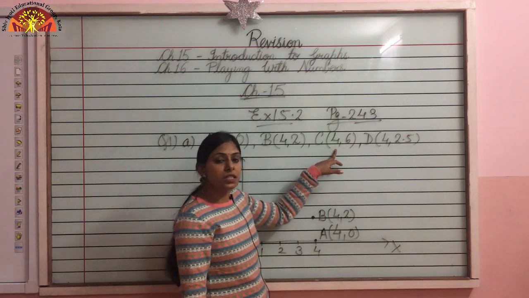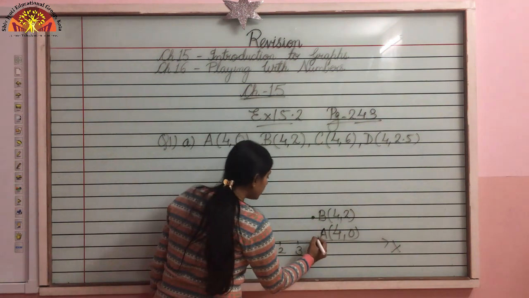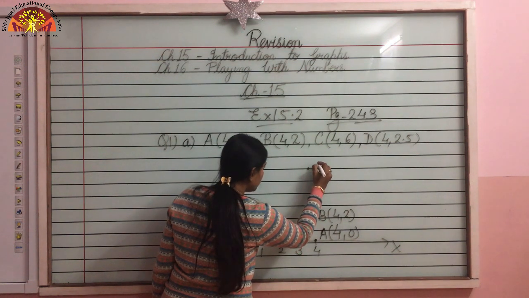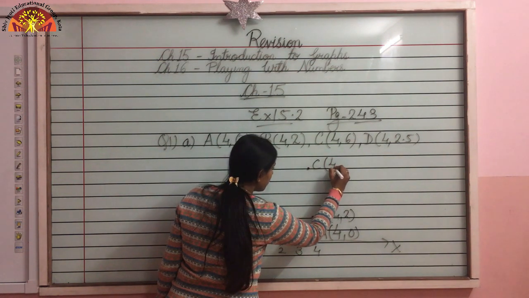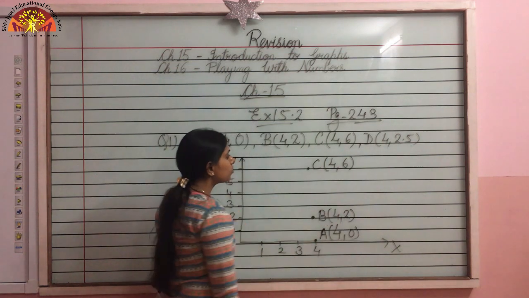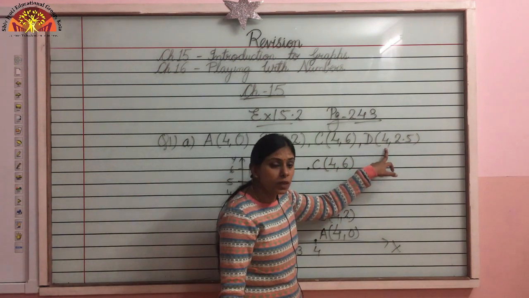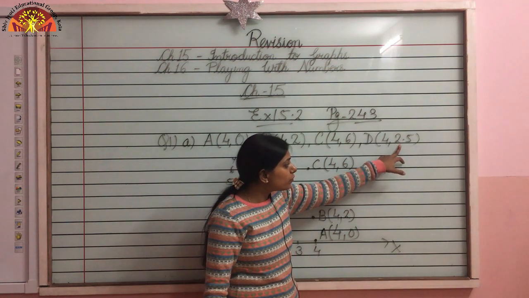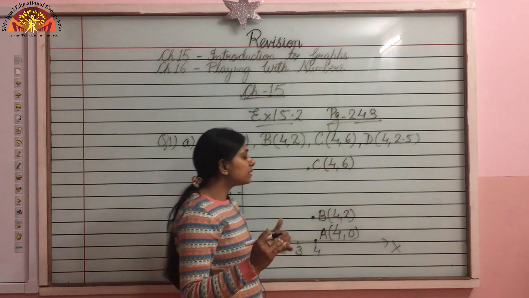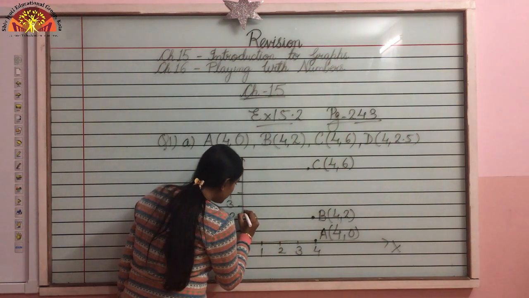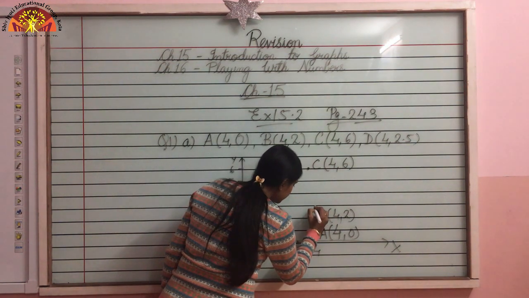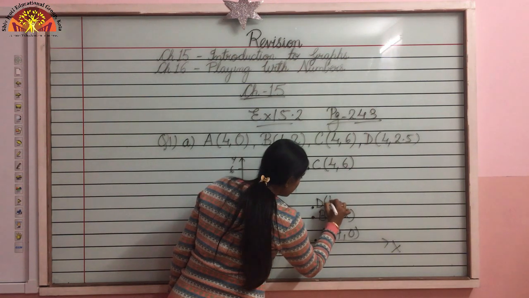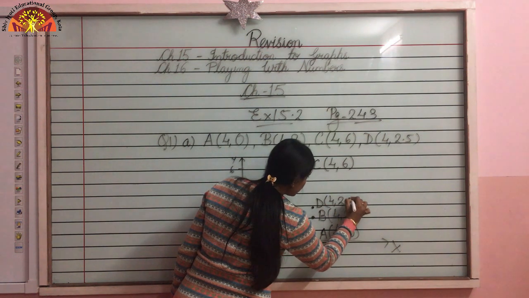Now the next point is 4, 6. So similarly you can plot this point, that is on the x-axis it is 4 and on the y-axis it is 6. So the point is 4, 6. Now the last is the D point, that is 4 and 2.5. So the coordinate on the y-axis, that is 2.5, will lie exactly in between 2 and 3. That is, it will lie somewhat over here. So this is the point D, that is 4 and 2.5.